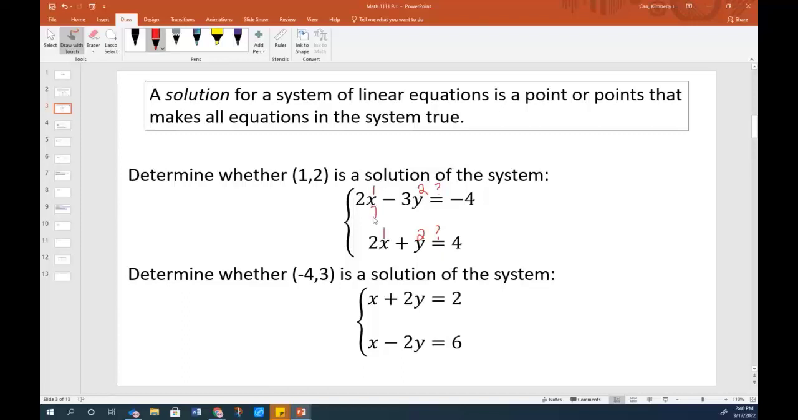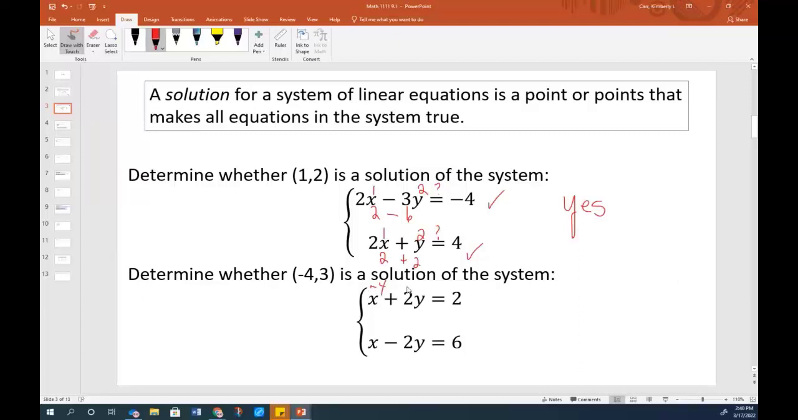So as I do this, this becomes 2 minus 6, and 2 minus 6 is -4. That one checks out. This one becomes 2 plus 2. 2 plus 2 is 4. That one checks out. Since they both work, yes, it's a solution. All right, let's do one more of those.